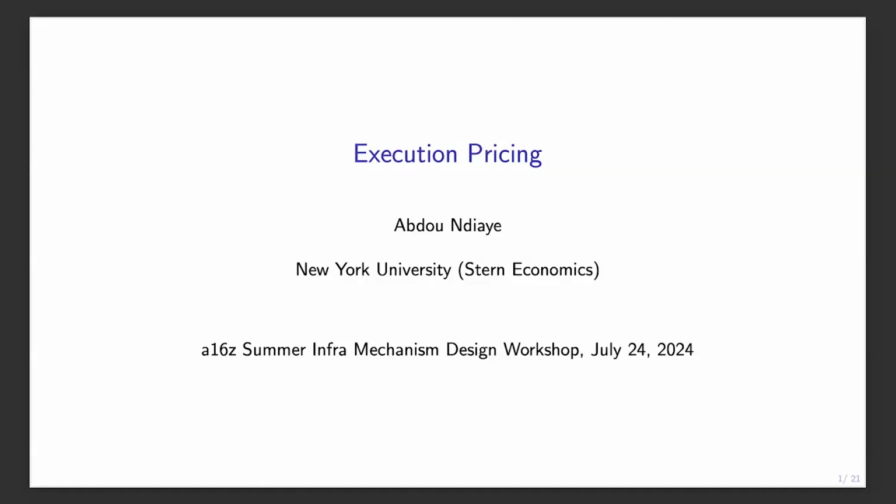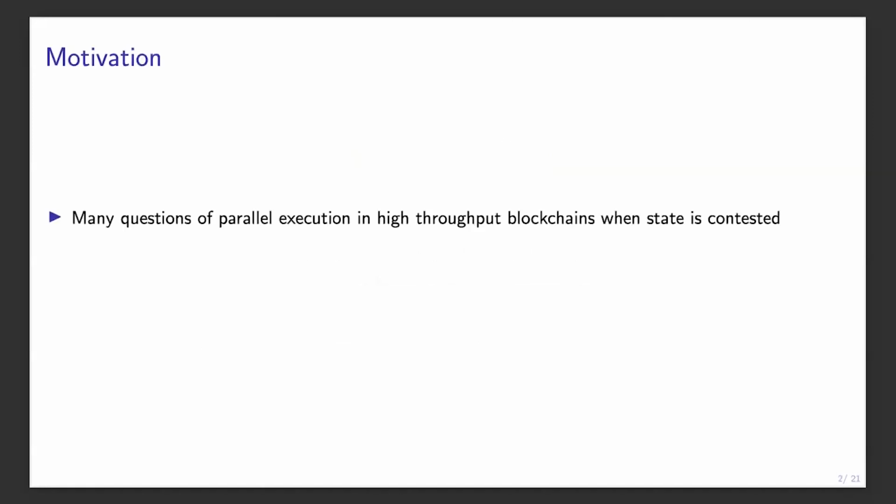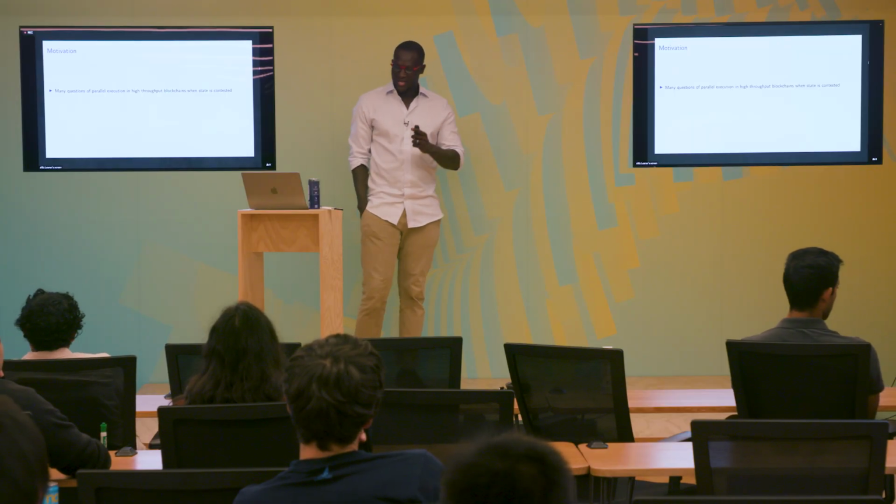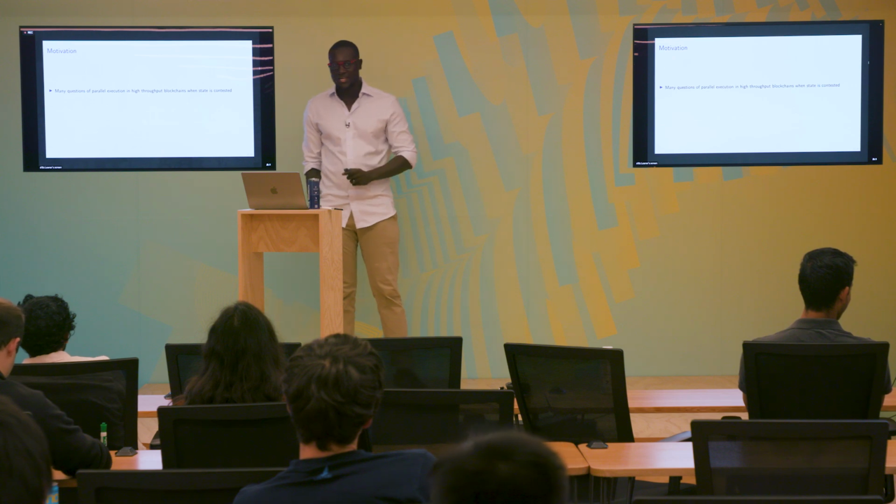Following some of my work on Bitcoin and Ethereum, this is more looking at some of the more high throughput blockchains, where I think there are many questions of parallel execution that happen when state is congested. We alluded yesterday to discussions about even multi-proposer types of consensus as well. So I put under the umbrella similar problems.